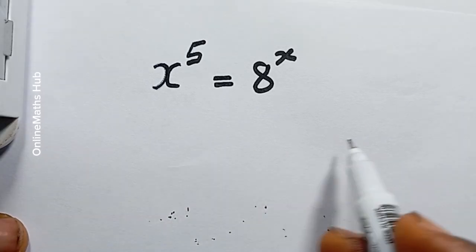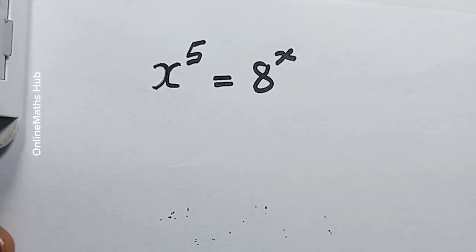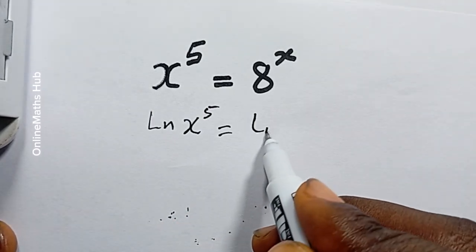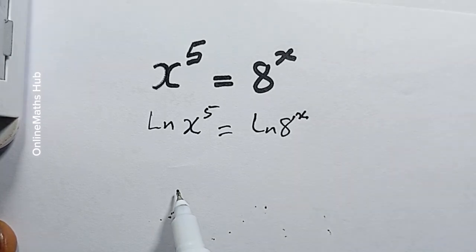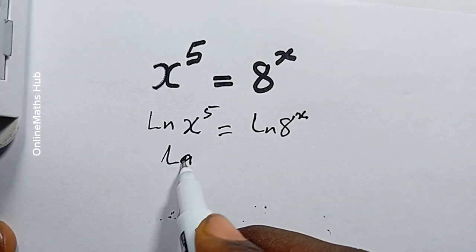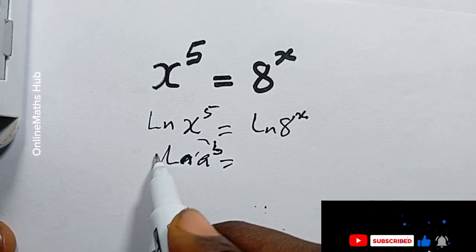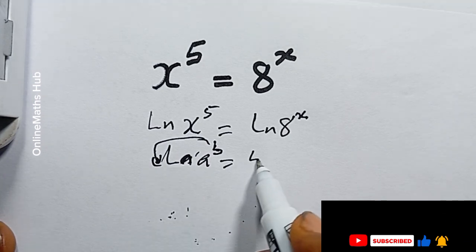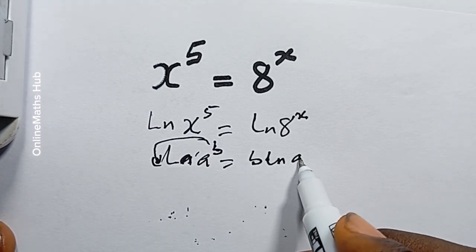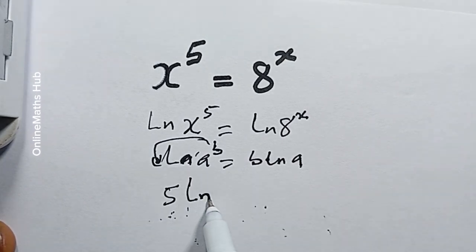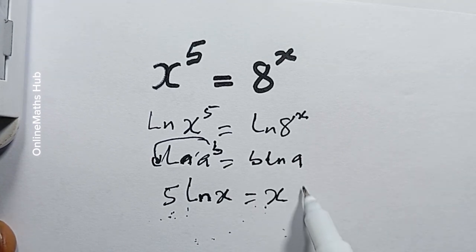Let us solve this. Okay, so what I'm going to do is take the natural log of both sides. If I do that, I'm going to have the natural log of x to the power 5 is equal to the natural log of 8 to the power x. Using the property of natural log, the natural log of a to the power b, you can bring down this power, so that we now have b multiplied by the natural log of a. Utilizing that, this equation now changes to 5 multiplied by the natural log of x is equal to x multiplied by the natural log of 8.